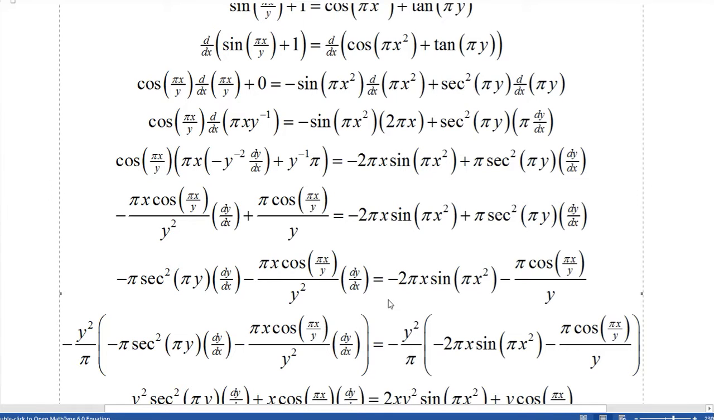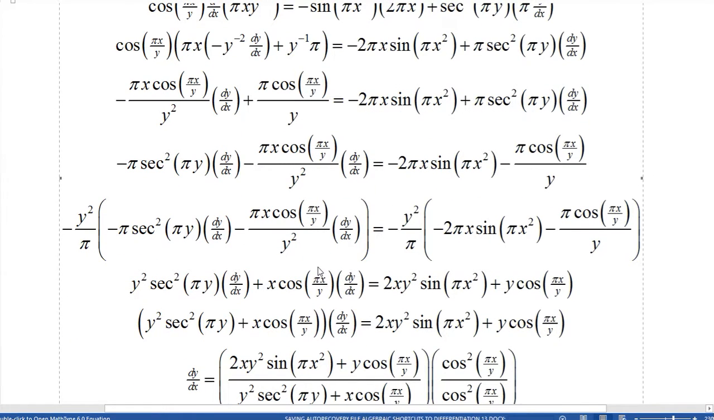Now again, we want to get the, I think let's see, what did I do next here? Next, I decided to get the dy over dx terms on the same side. So this one, I subtracted this one here. So minus pi secant square pi y times dy over dx to both sides. That gave me the first term here. Well, the original first term is still here. I want to get rid of this term here by adding its opposite. So that goes here at the end with the opposite sign. And this term stays where it is.